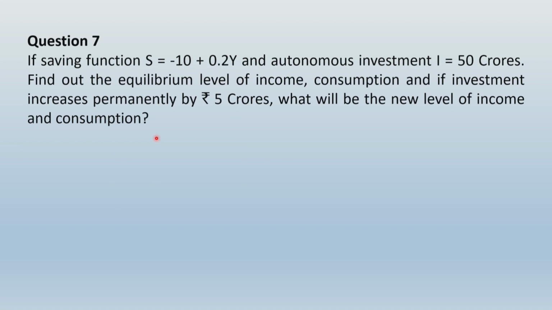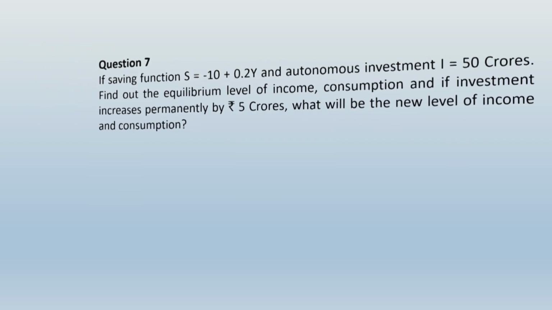of income and consumption? So basically they have asked you the level of income and consumption when investment is 50 crores, and in the later part, when the investment increases by 5 crores, what will be the revised level of income and consumption. So very easily you can solve it based on what you have done earlier. Let us look into how to present the solution.